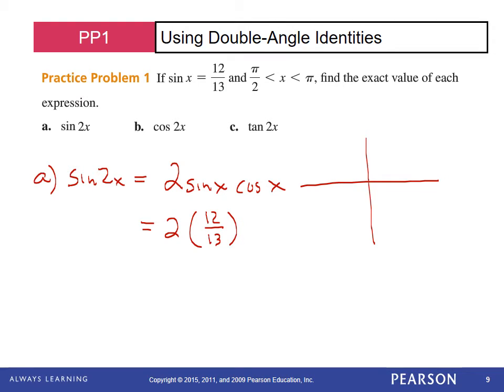Let's find what is cosine of x, given that sine of x is 12/13. We know we're in quadrant 2 because of the conditions upon x. And we know that the y coordinate is 12, the r value is 13, and I'll let you guys do the Pythagorean theorem and figure out what in the world the x value would be.